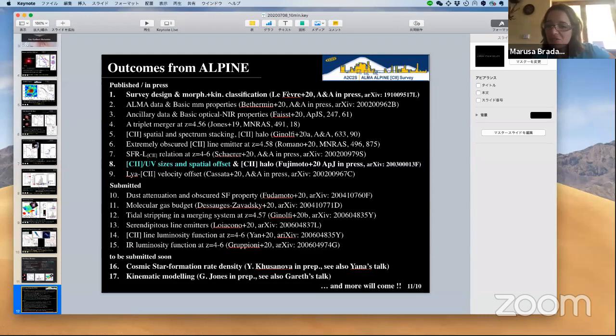Thanks for the very interesting talk. Do you see outflow signatures in stacked UV spectra, blueshifted absorption lines, of C2 halo objects?